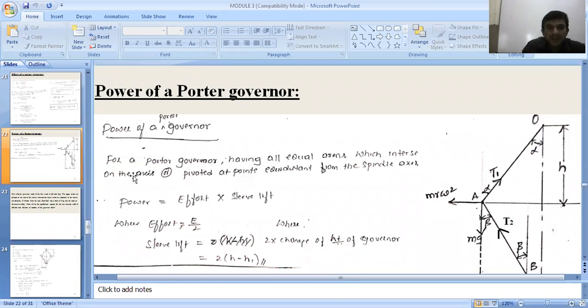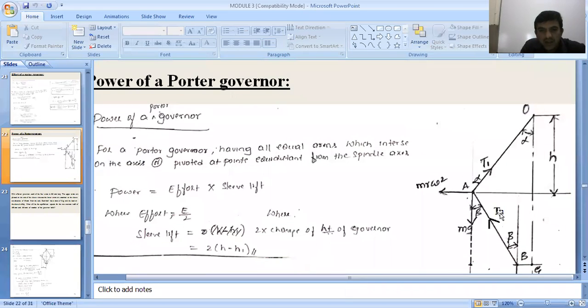See the power of the governor, for a porter governor having all equal arms which intersect on the axis or pivot at a point equidistant from the spindle axis. Now, what is the general formula for power or work done by the governor? It is effort into sleeve lift. What is the effort? We calculated effort as E by 2. What is the sleeve lift? Sleeve lift is nothing but, you can see this.